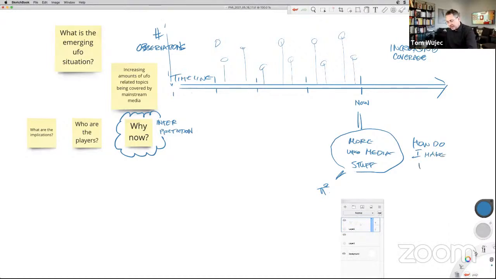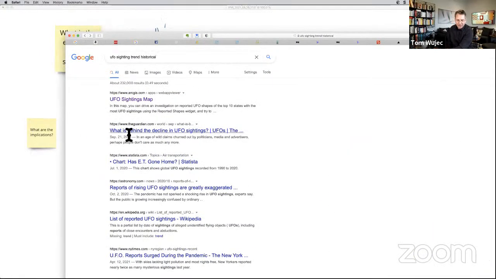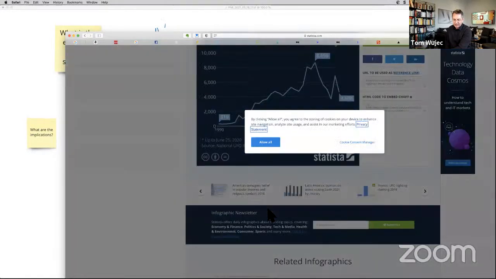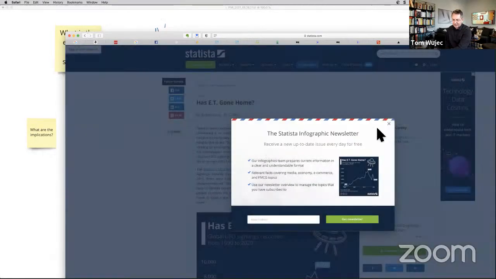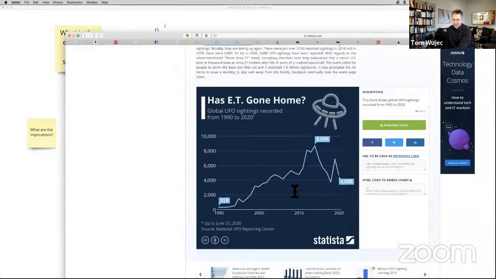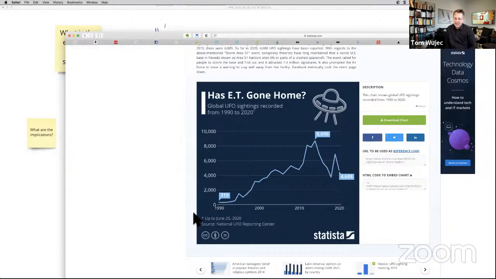So in our time here, I did a quick search of historical UFO sightings, and it turns out there's a map and an article from the Guardian asking, what the heck's behind this decline in UFO sightings? Has ET gone home? So this chart shows the changes. Okay, no, I don't want to look at this. So here we go. We have a data-driven question: is this reliable or is this not reliable?